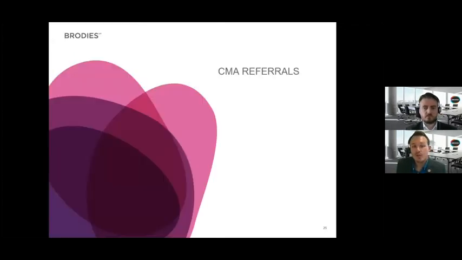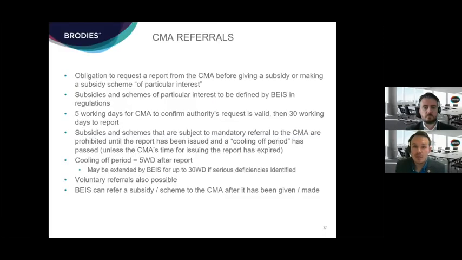So CMA referrals, something that Charles mentioned a moment ago. An authority must request a report from the CMA before it gives a subsidy or makes a subsidy scheme that is one of particular interest. Now, what is meant by subsidies or schemes of particular interest is something that the bill says will be defined by BEIS in regulations that will be made later under the bill.